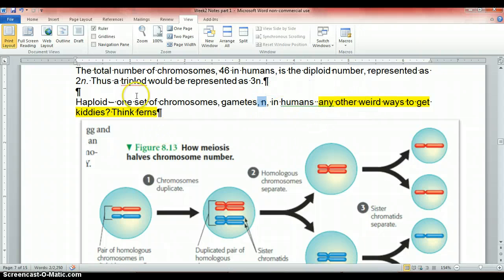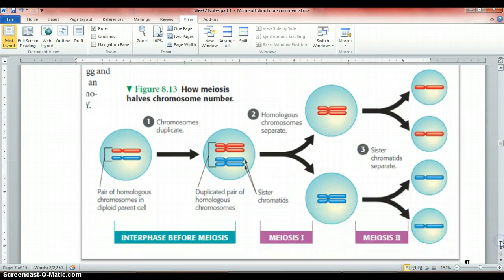Any other weird ways to get kids? Think of ferns. So is this the only way for sexual reproduction to occur? Probably not. Feel free to do some research. It's quite interesting. So how does meiosis work?